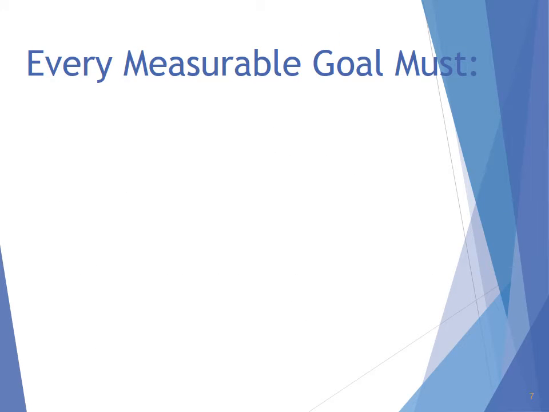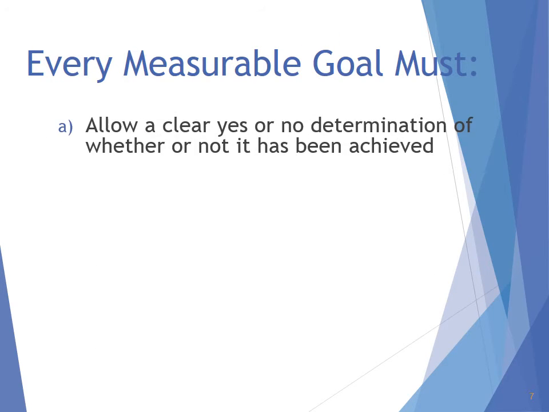Every measurable goal must allow a clear yes or no determination of whether or not it has been achieved. Terms such as will improve, will increase, and will decrease are not specific enough to describe what it is the student is expected to do within 1 year. To be measurable, a behavior must be observable and be able to be counted. In general, it is recommended that goals describe what the student will do as opposed to what the student will not do.